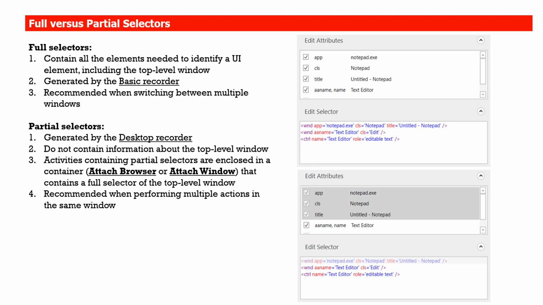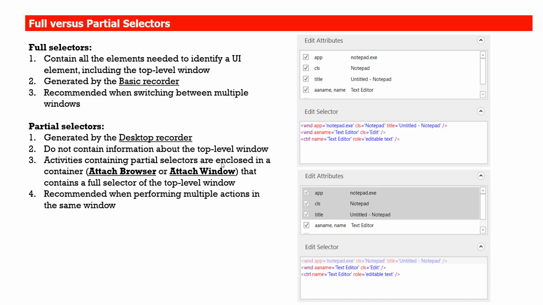It's usually generated by the basic recorder, recommended when you are switching between multiple windows. So in the example shown here at the top, if you look at the selectors, we have included the window details, the name of the window, and then the control and all those things. And here, the partial selector is being generated by the desktop recorder. It does not contain information about the top-level window.